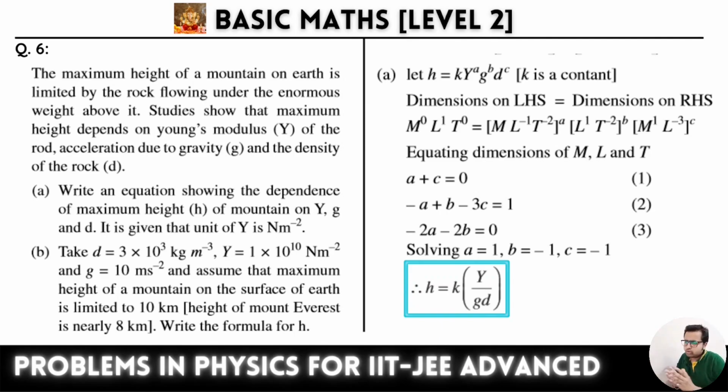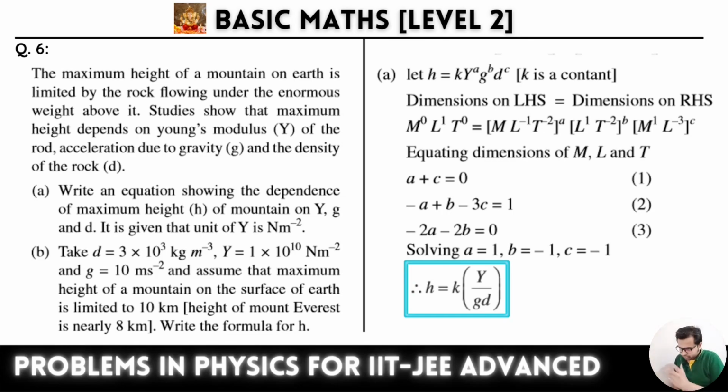Now what you do, you just solve it. How will you solve it? You just group all the M together, L together, T together and compare the powers. So definitely we get a plus c is equal to 0. When you solve, you will get minus a plus b minus 3c is equal to 1, and minus 2a minus 2b is equal to 0.